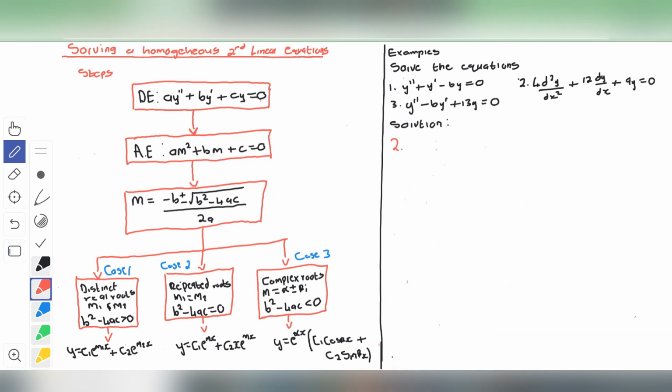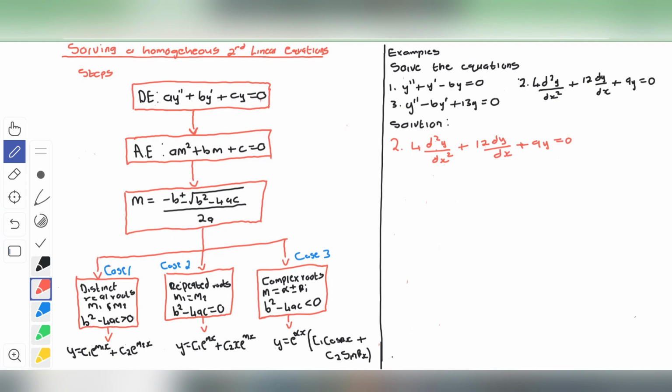Okay, so now we do example 2. Example 2 is given as 4 d squared y over dx squared plus 12 dy over dx plus 9y, which is equal to 0. So solve the equation.